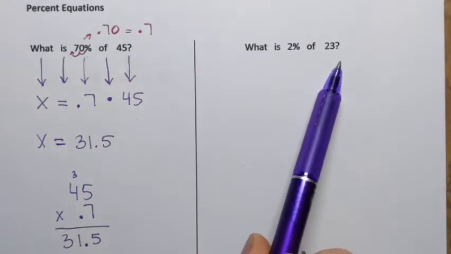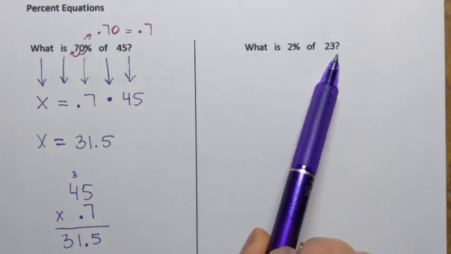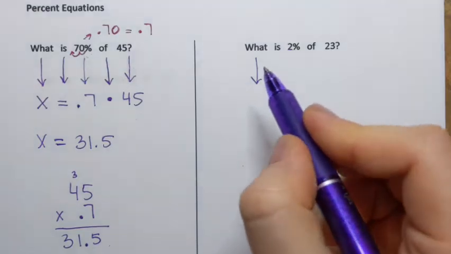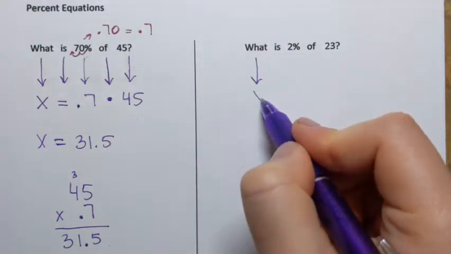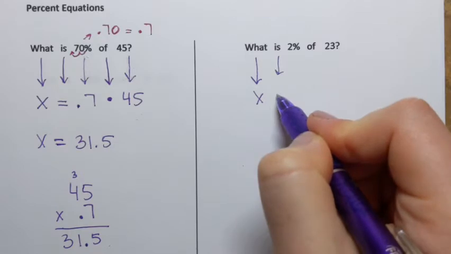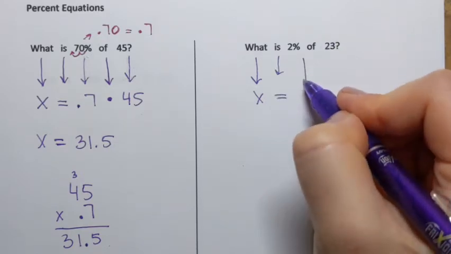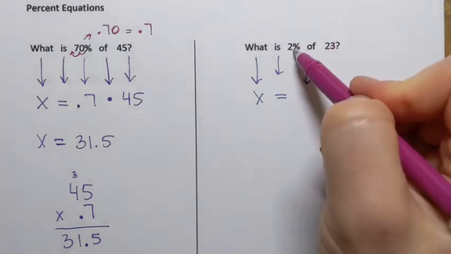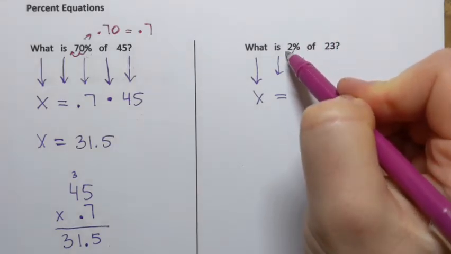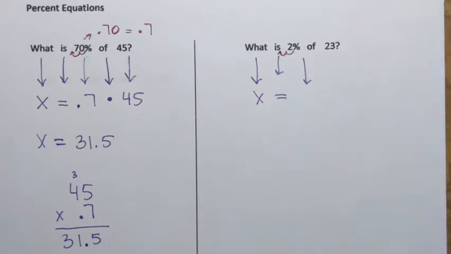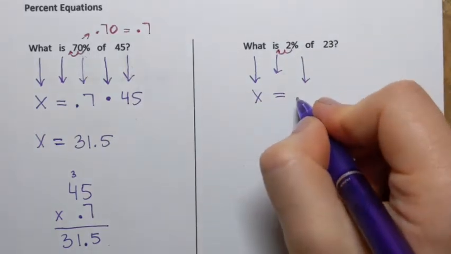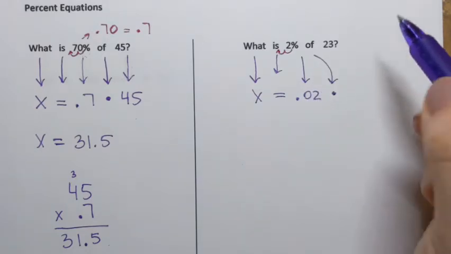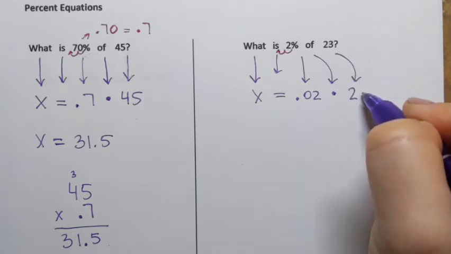Now let's try this example. What is 2% of 23? Well, we already know what to do. We're going to translate every single part of that question into math symbols. What translates as x, is is an equal sign. 2% we have to convert to a decimal. We have to take the decimal point and move it 2 places to the left, 1, 2. So that becomes 0.02. Of is the multiplication symbol, and then 23 is just the number, so it stays.